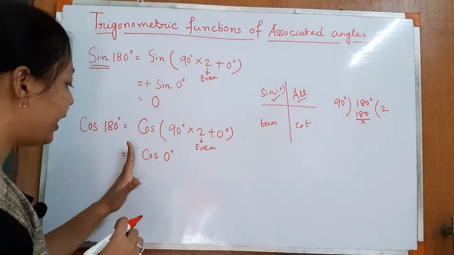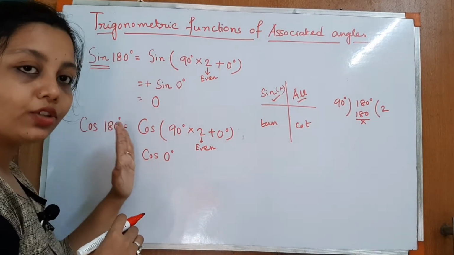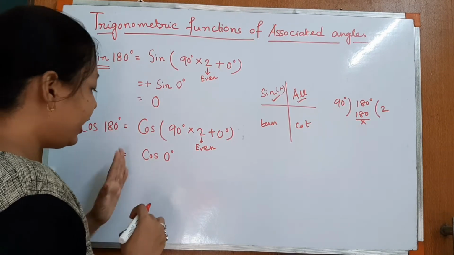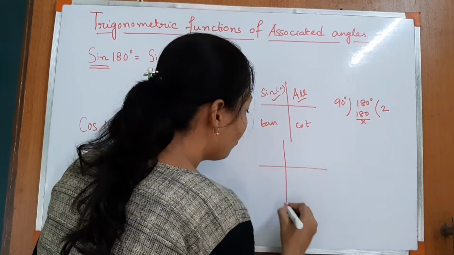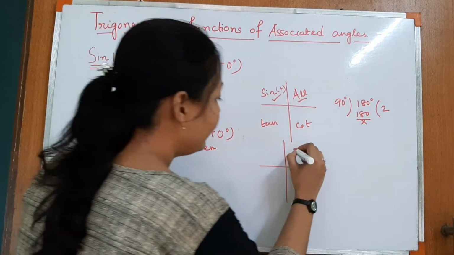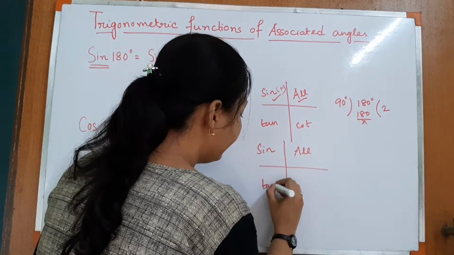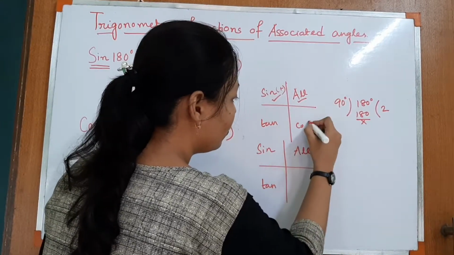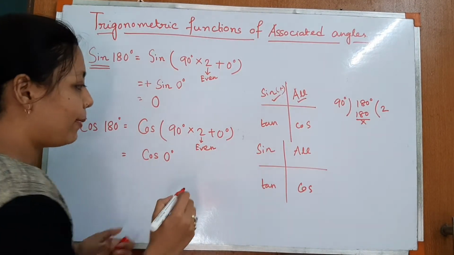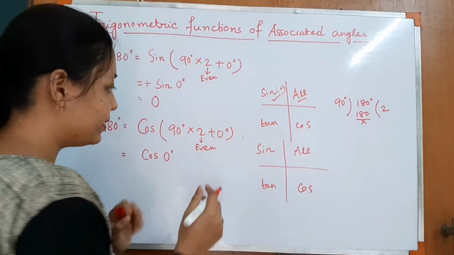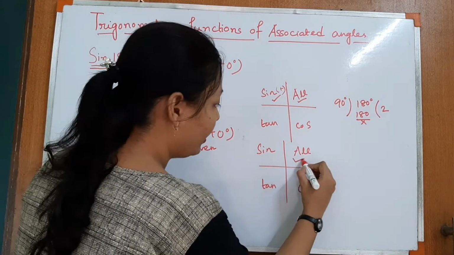Now we have to take one sign, plus or minus, in this place. For taking any sign, plus or minus, in this place, we have to calculate using this quadrant process. This is all, this is sine, this is tan and this is cos. Okay. Now here we have to count 2 times. Since here 90 is multiplied by 2, we count 2 times, 1 and 2.